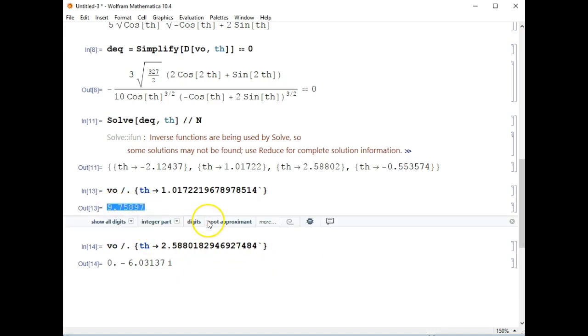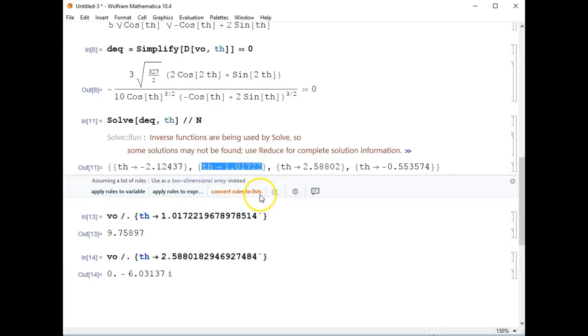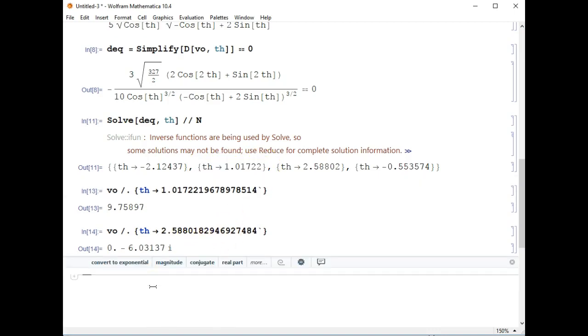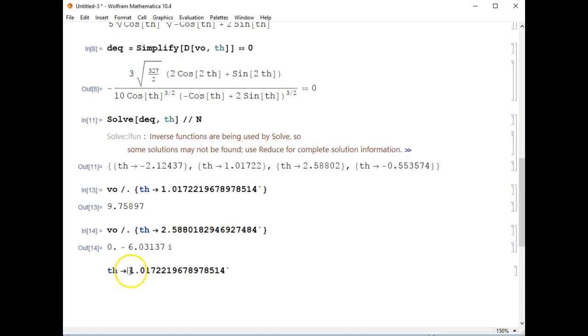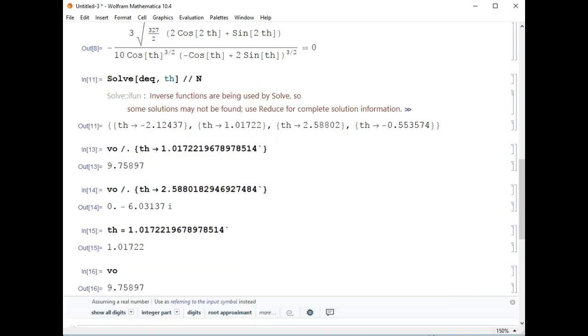So what's the minimum velocity? 9.75. And that's it. All right. Oh, by the way, if you forget how to do temporary substitutions, you could do this. You could go in there and say, okay, let's try this guy. I want TH to be equal to that at all times. So you say, boom, instead of the arrow, the way you get the arrow, by the way, is you say minus greater than. As soon as you hit any other key, it'll turn into an arrow for you. So you say TH is 1.01. And then you can say, what is VO? And it'll take that guy and put it in there for you.